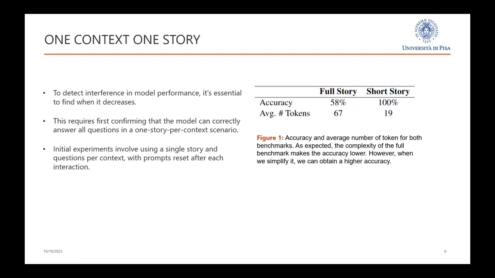Then we introduced full stories, which are a bit more complex, and slightly more reasoning is required by the model. With that, the accuracy wasn't as high as with the short stories, but it was around 58%. So with these initial stories, we know the model can answer the simple questions in a single context.